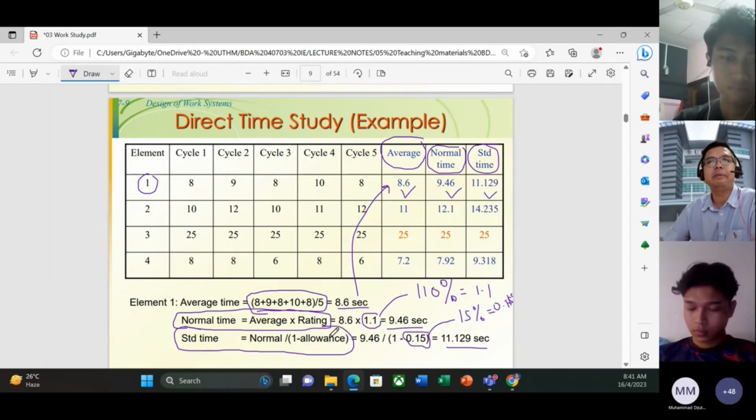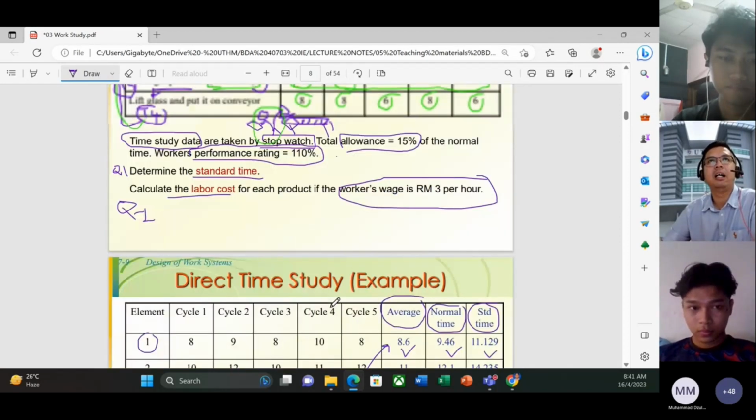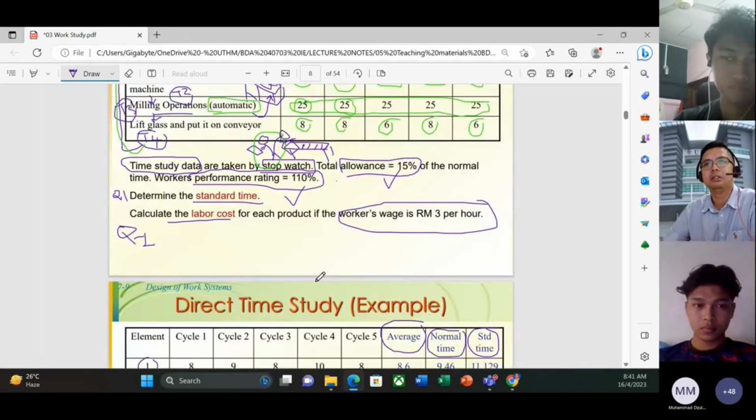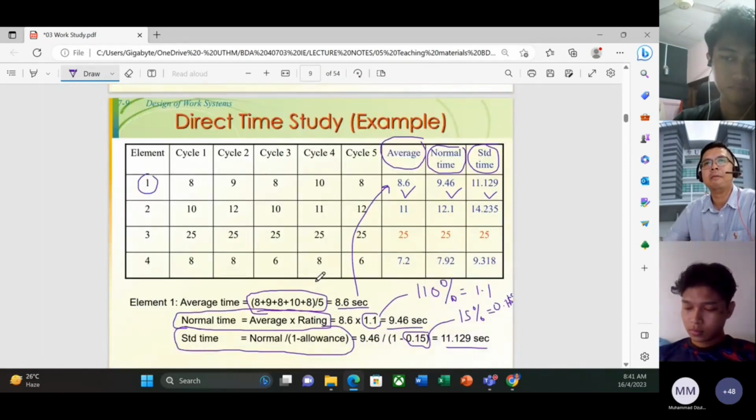So how do we determine the rating and allowance? From the previous part, they give you allowance 50% and performance rating 110%. So divide by 100, and do the rest for work element 2, work element 3, and also work element number 4. So please calculate the average, normal time, and standard time.